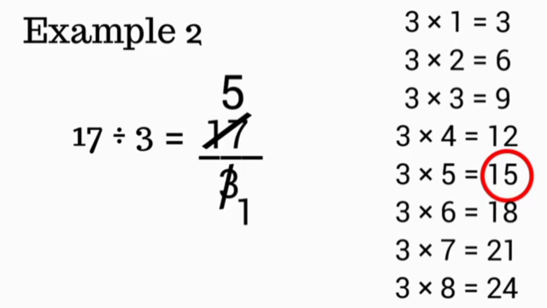There is a remainder. How do we get the remainder? We simply say 17 minus 15. That gives us 2 over 3. So the answer is 5 whole number, 2 over 3.